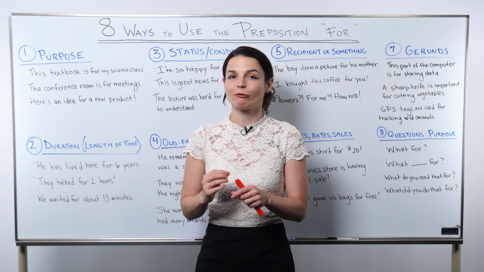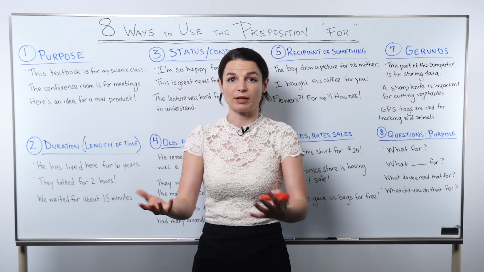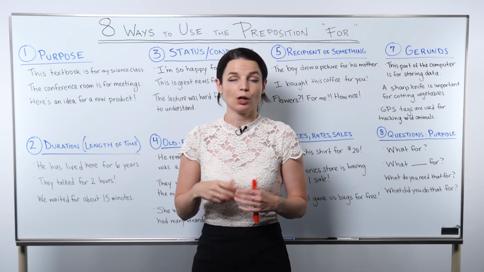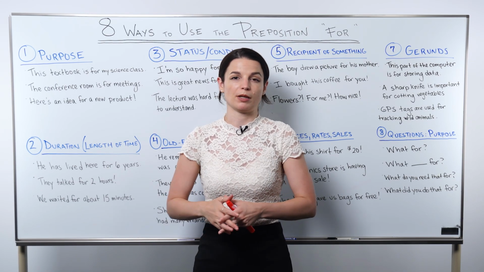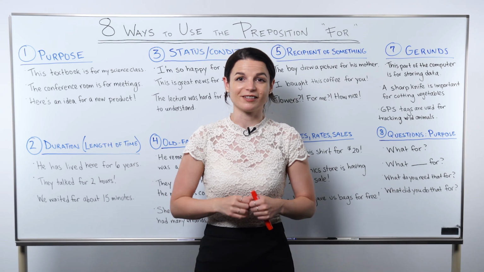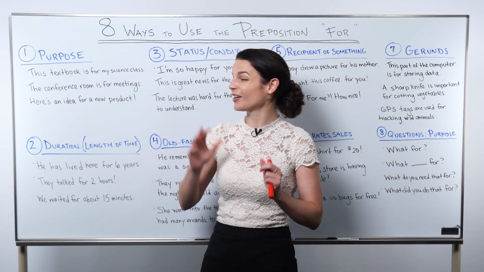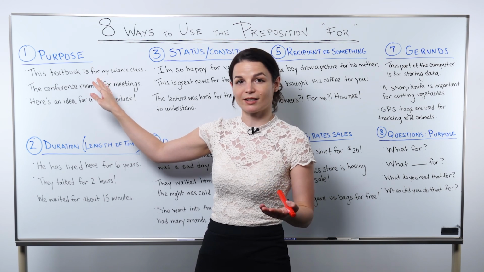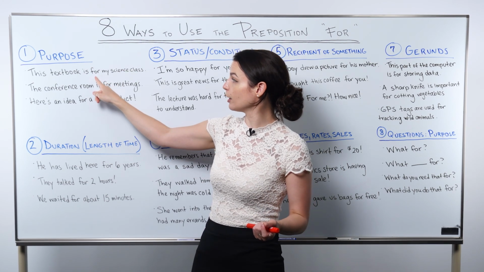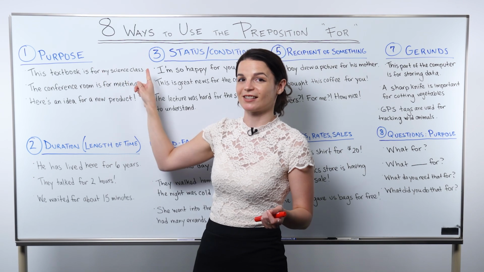So we use for to express the purpose or the use of something. We can use this to talk about places, the purpose of a place, the purpose of an object, and so on. So let's look at some examples. First, this textbook is for my science class. So here, for is before my science class.